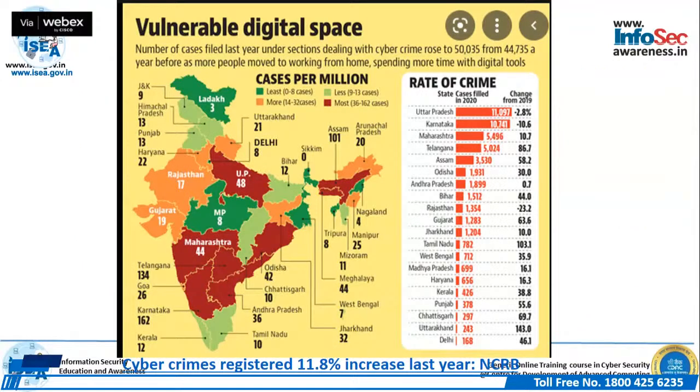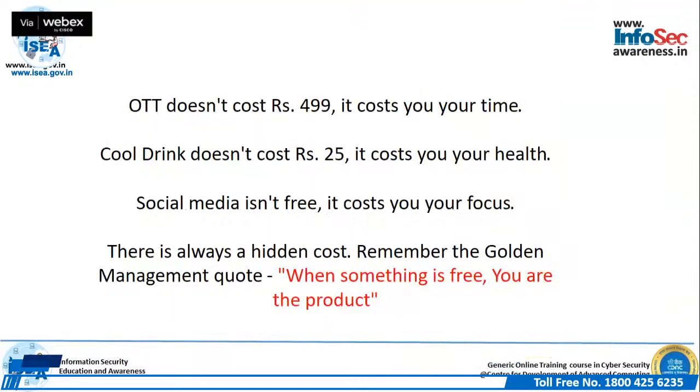Okay, so these are the number of cyber crimes which are reported across the country. These are few numbers, where it is reported. We all know that an OTT plan costs only 499, but actually it costs your time. The cool drink costs only 25 rupees, but it costs your health. Social media is free, but it costs your focus. So there is always a hidden cost.